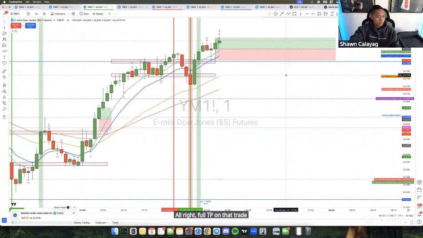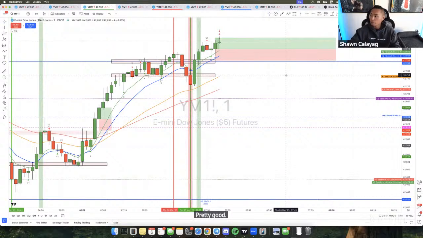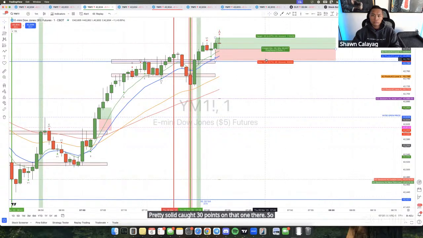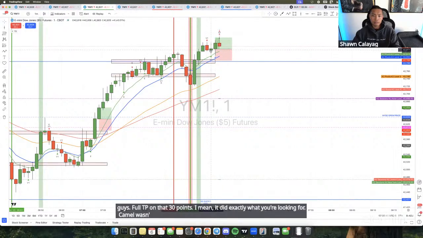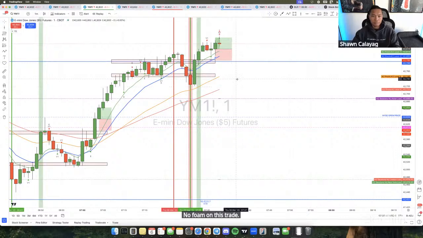Caught 30 points on that one. Pretty good. Pretty solid. So solid play right there, guys. Full TP on that. 30 points. I mean, it did exactly what we were looking for. Candle wasn't too big. Criteria was all met. No FOMO on this trade. Waited for that candle to close, and it played out perfect.